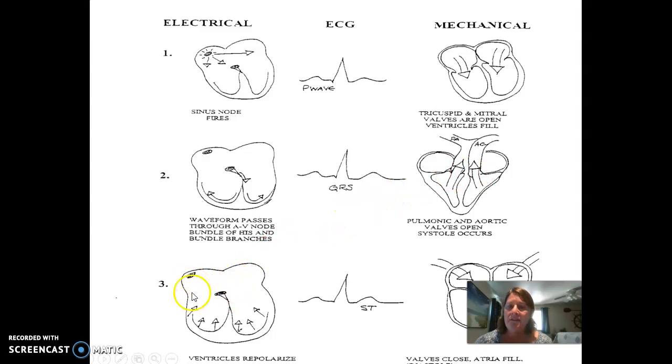And then the ventricles repolarize. It's going to give us our ST segment, which should be flat, and then our T wave. And what's happening here is now blood's filling back into the atria, the ventricles are getting back to rest, so we can start that whole process over again.